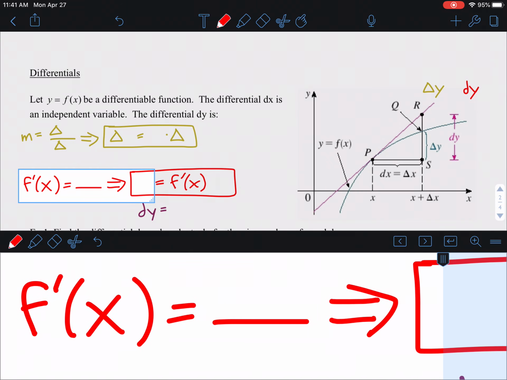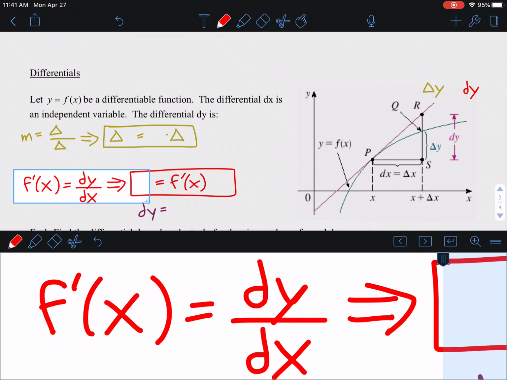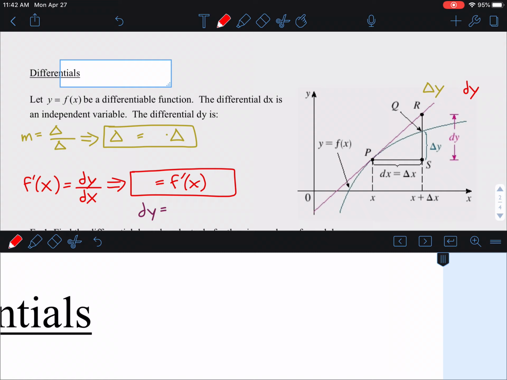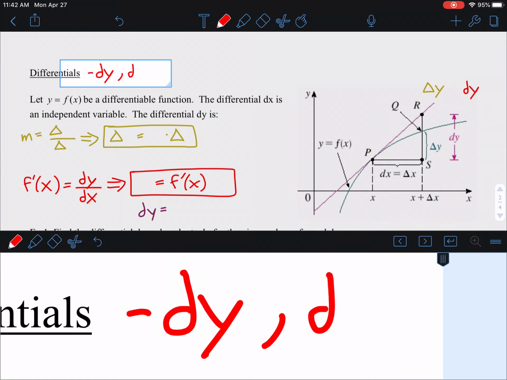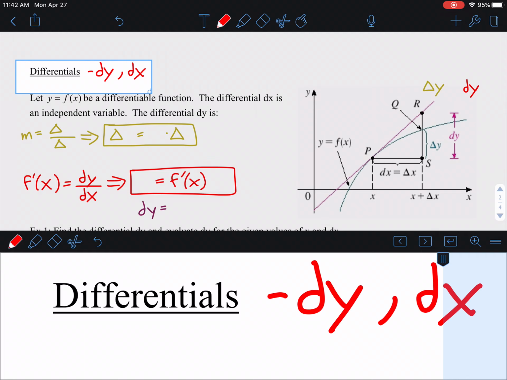So f prime of x we can also rewrite as dy dx. Sometimes when we write an answer, we write dy dx equals blah, blah, blah. But technically, this is a fraction. Dy is divided by dx. We don't really think of those as being separate; we think of it as one term. But actually, those are my two differentials for those variables, dy and dx. So that's what a differential is.